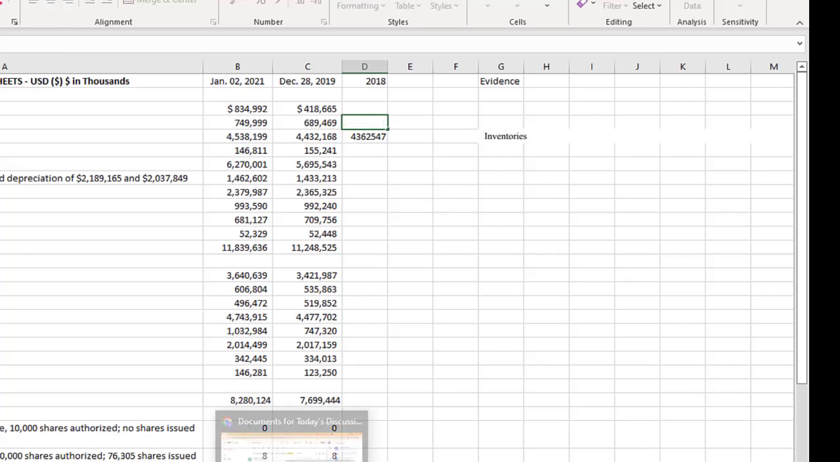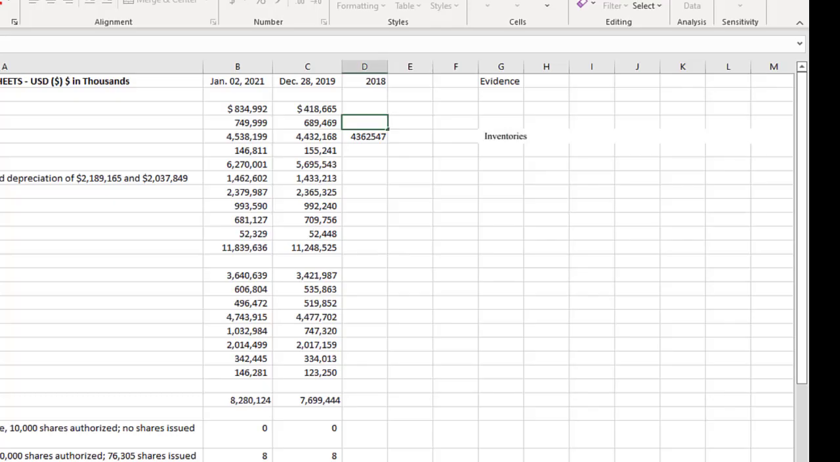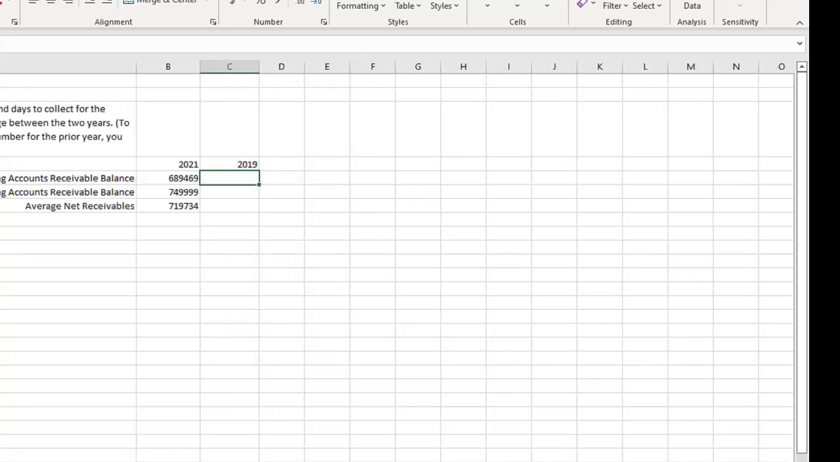So now I'm going to go back. And I'm just going to write it down because I want to make sure I don't make any mistakes. $624,972. Go back here. So I'm just going to enter it: 624,972. Okay. So now I'm going to name this receivables 2018. So now I've got all the numbers I need. I'm going to go back and I'm going to go to my chapter 7.